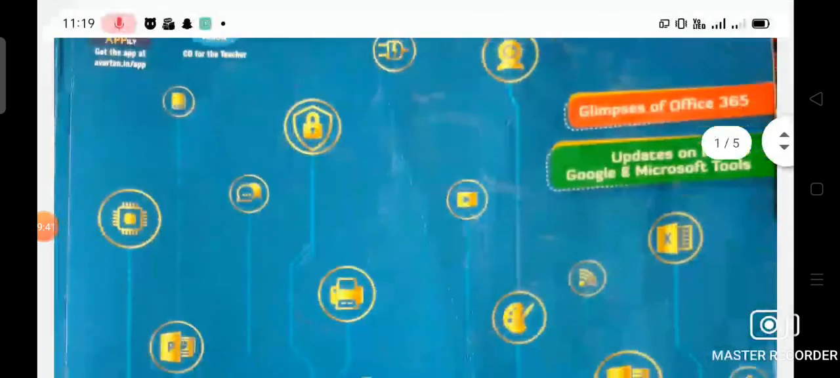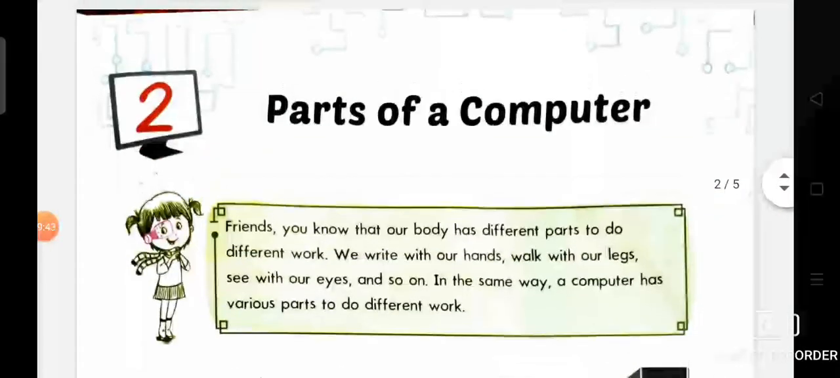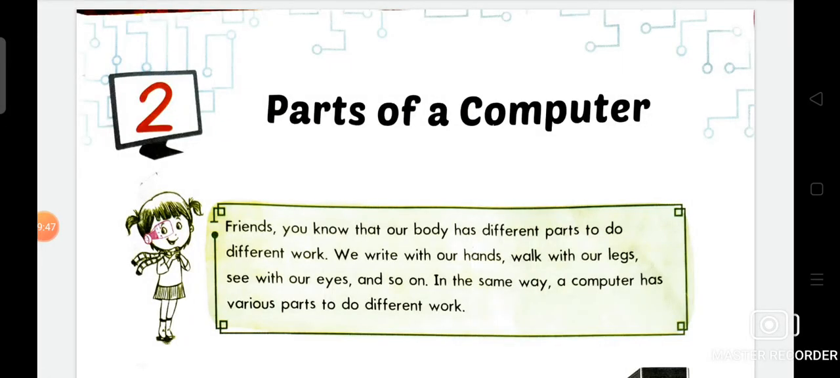So students, your chapter name is Parts of a Computer. Students, do you know that a monitor is also known as a VDU? What is the full form of VDU? It's Visual Display Unit.